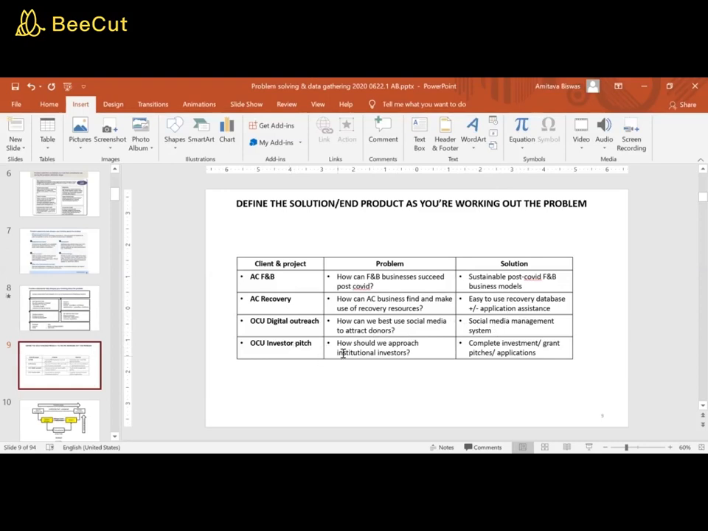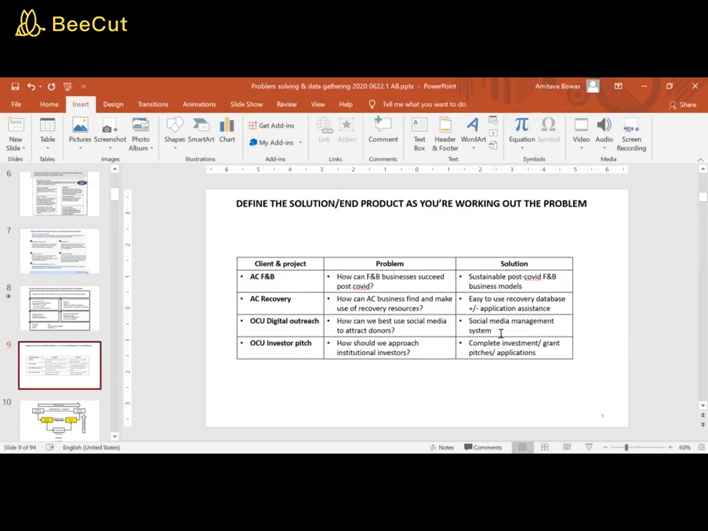And for the investor pitch, we need to think about how we approach institutional investors. Well, the way we're going to be doing that is by actually approaching institutional investors, completing investments, doing the grant pitches, putting the applications in, and through that, getting the answer to this question: how does this work? So that's what we're working on here.